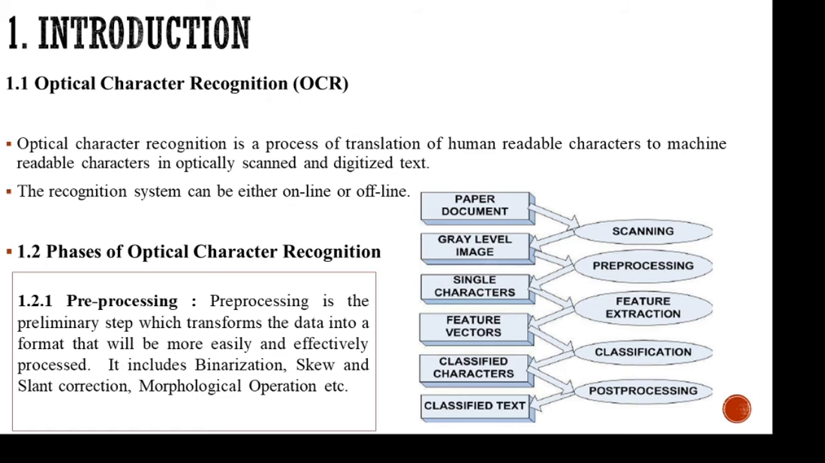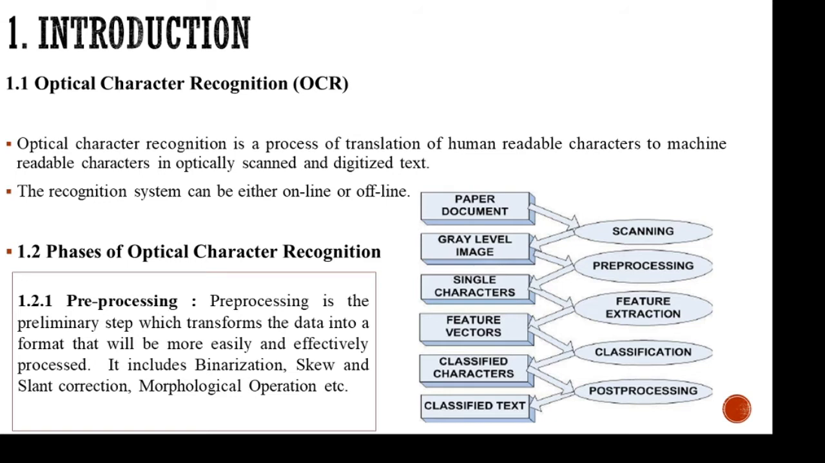Optical character recognition is a process of translation of human readable characters to machine readable characters in optically scanned and digitized text. Basically, this OCR system is divided into two categories: online and offline.